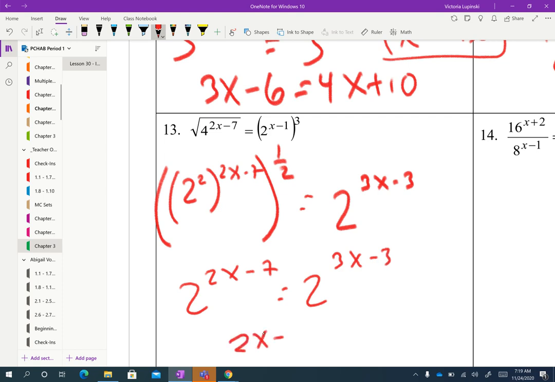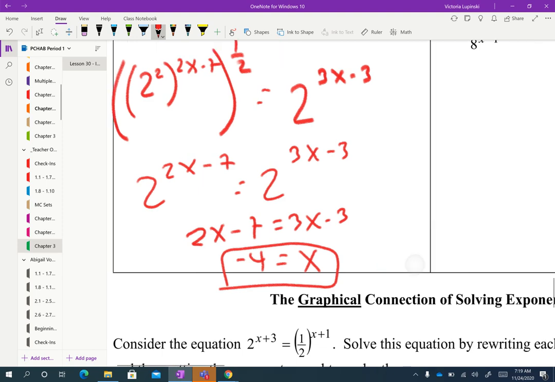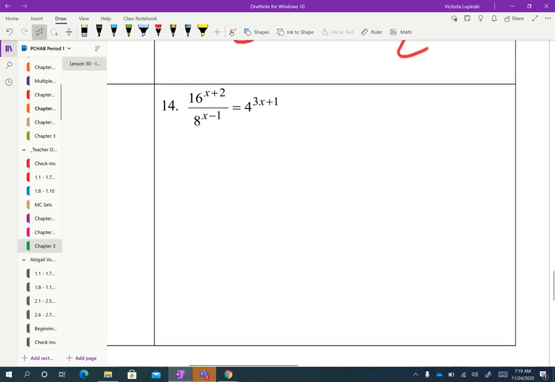So 2x minus 7 equals 3x minus 3. Put the x's on the right, and you're going to get -4. And finally, the last one that we're going to kind of solve all the way through, number 14. So lots of different bases here. Think about the one that they all share. Make sure you don't pick the 4 because that doesn't work for 8. So you're going to pick base 2.